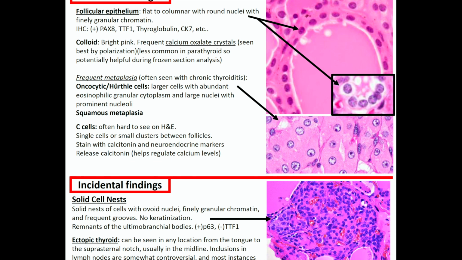Colloid is less common in parathyroid, so that could potentially be helpful during a frozen section analysis, because sometimes in that region you're trying to differentiate: is this thyroid tissue, is this parathyroid, etc.